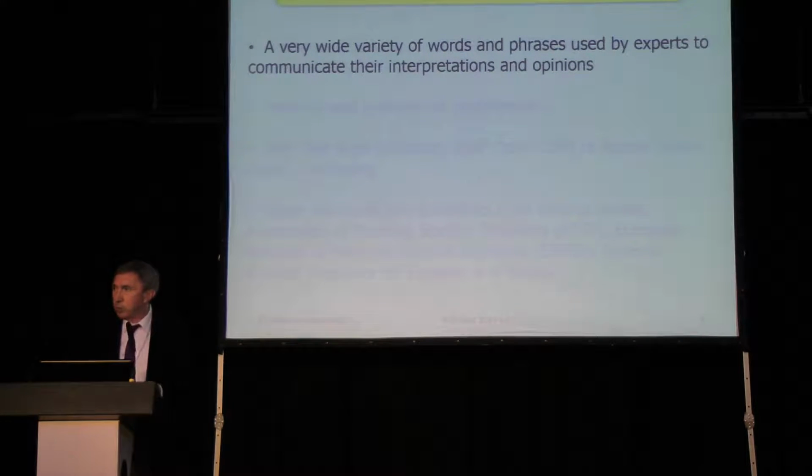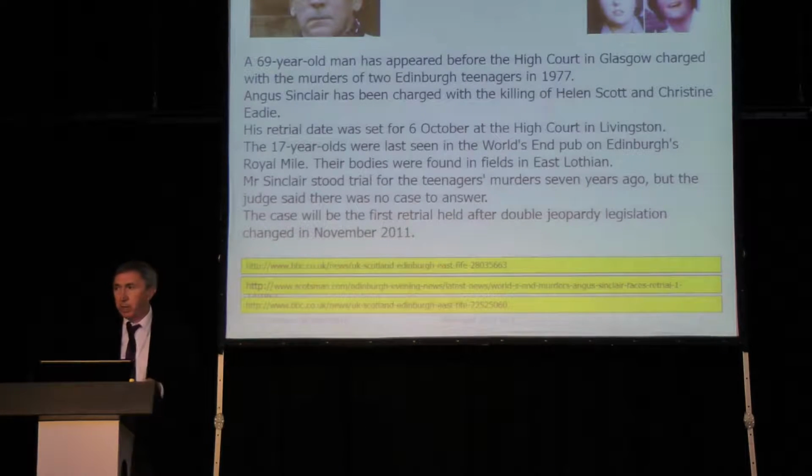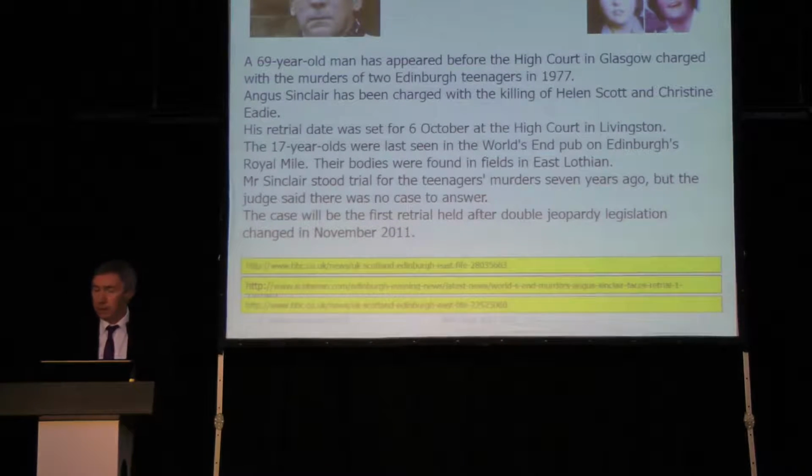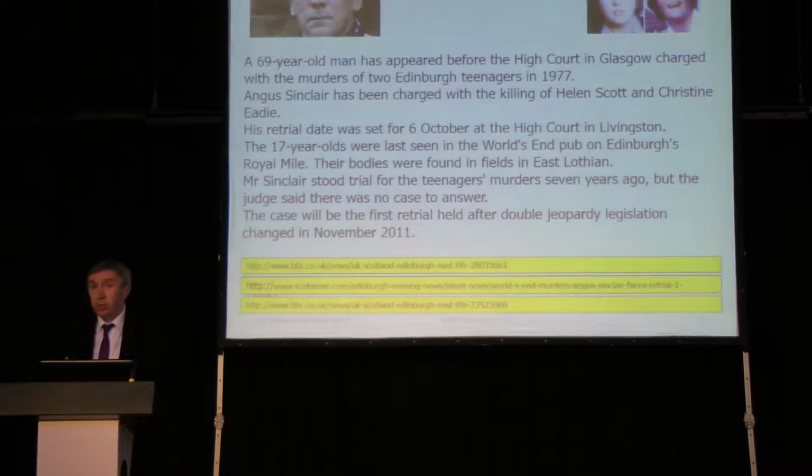Okay, so let's just look at some of this wide range of opinions that are used. I'll take a case which some of you may be familiar with, particularly if you're from Scotland, where I currently live and work. This is a sad case of two young women who were murdered way back in 1977. This man, Angus Sinclair, was charged with their killing a few years ago, and I think the case was actually thrown out eventually. A lot of it was based on circumstantial evidence and some DNA evidence, but the judge threw the case out eventually. I think I'm right in saying that, Paul.